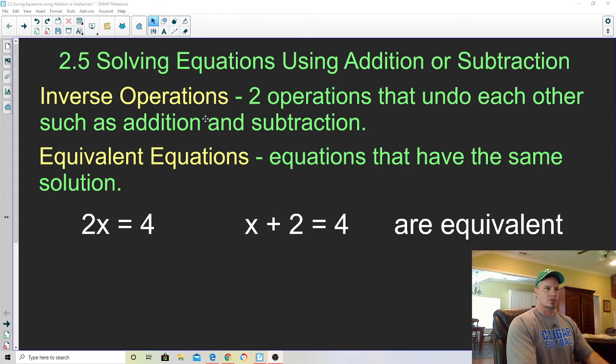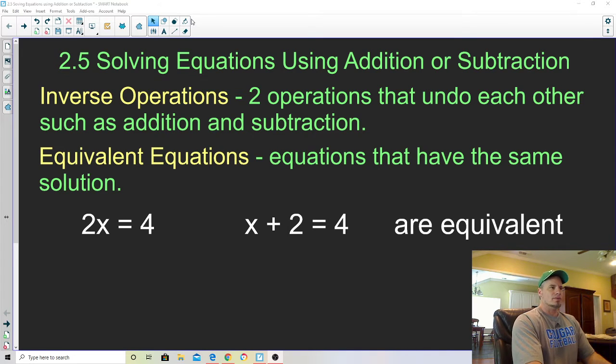So there are two terms we need to know. The first thing is inverse operations. There are two operations that basically cancel each other out, like addition and subtraction. If I add 2 to something, then I subtract 2 from something, I'm canceling it out. If I multiply something by 2, then divide something by 2, I'm canceling it out. So those are called inverse operations. We use inverse operations to solve equations.